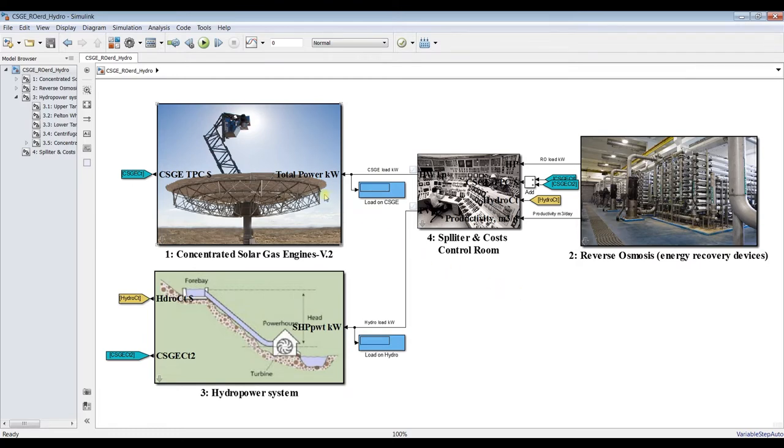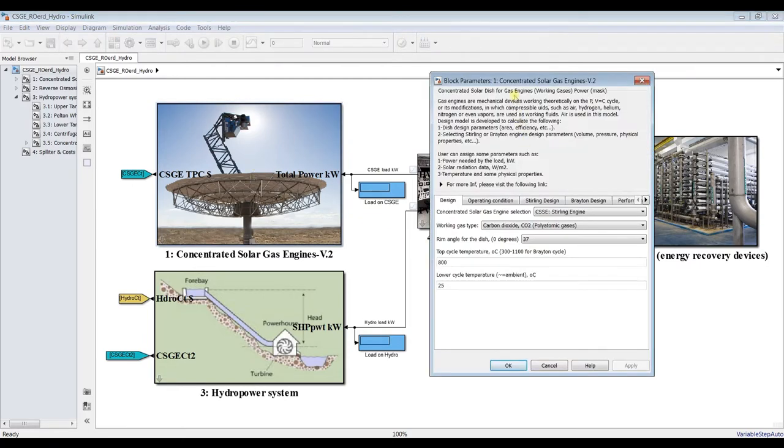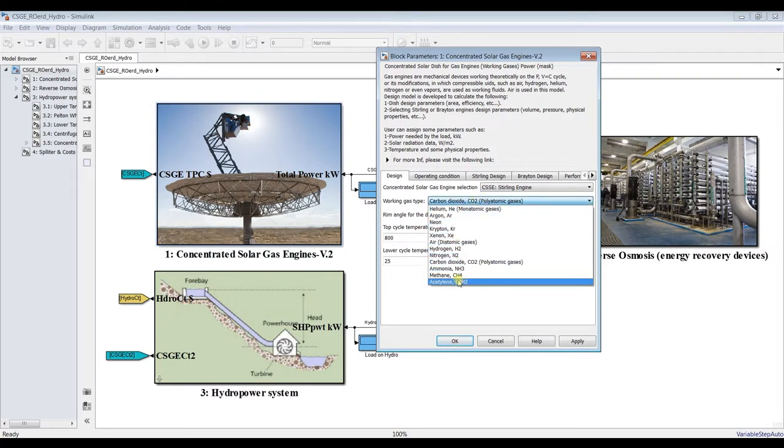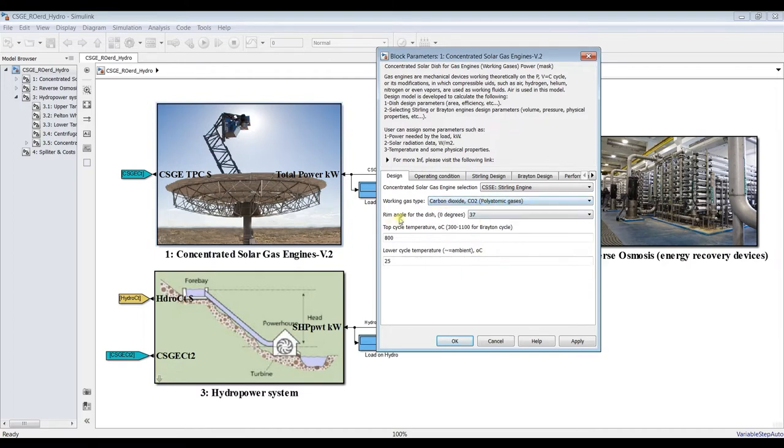For the concentrated solar gas engine, you can choose which engine you are going to use, Stirling or Brayton. I recommend the Stirling engine because it's most efficient. Based on my previous research publications, I recommend using carbon dioxide, polyatomic gases, and rim angles around 40 or 37. Top cycle temperature around 800 is the most efficient. For the lower bottoming cycle, I will consider the ambient temperature at 25.